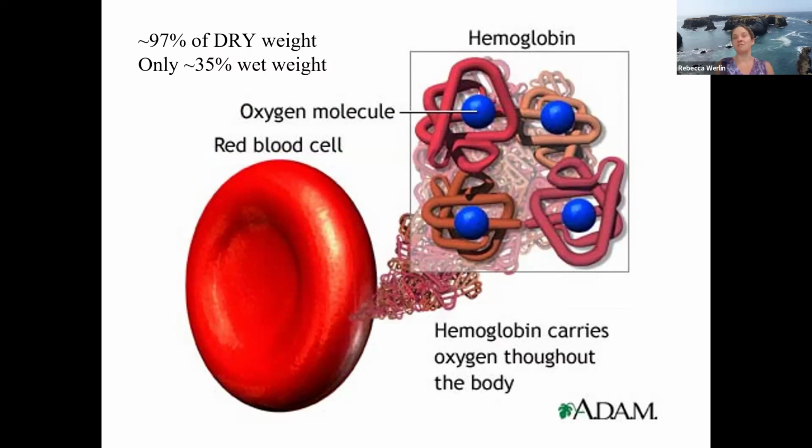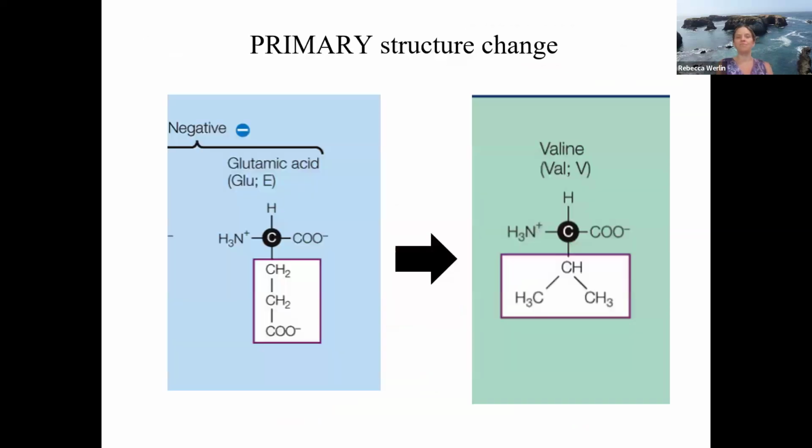There's no nucleus, there's not really anything else in that cell other than hemoglobin, water, and oxygen to move around our body. They can take in carbon dioxide to remove waste, but it's pretty much just moving oxygen around our body, binding it to hemoglobin. So if you disrupt the structure of hemoglobin, you're significantly affecting that red blood cell.